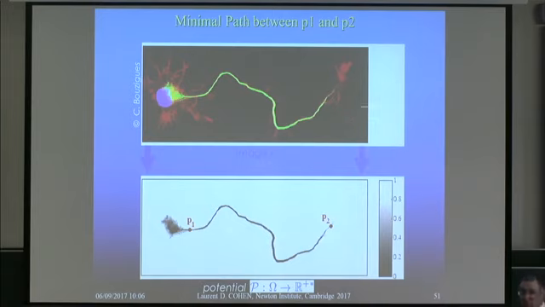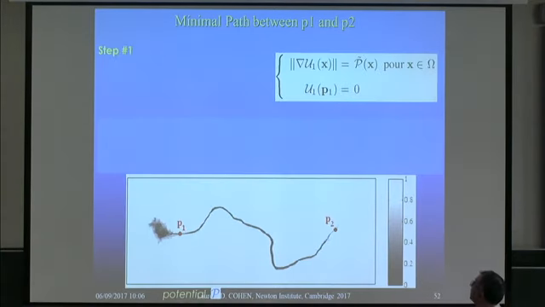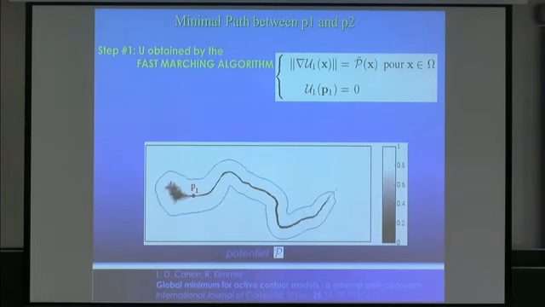In fact, here you see an original image. It is an easy example to understand how things go. The first thing is to extract the potential, and then you give P1 and P2, and you will find a path that minimizes this potential.